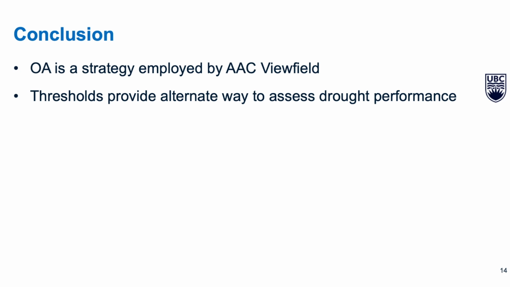Now, in conclusion, these results show that AAC Viewfield uses osmotic adjustment, which is seen by the drop in solute potential first. This strategy helps cells retain water and leads to better performance in dry conditions. Furthermore, soil moisture thresholds can be practical tools in the field. They can provide an alternate way to assess drought performance, which can be used to compare different genotypes. They can also be used for precision irrigation, which can then be used to conserve water.